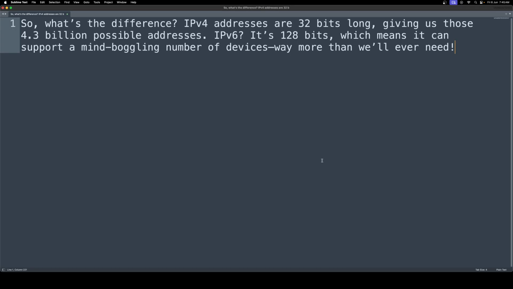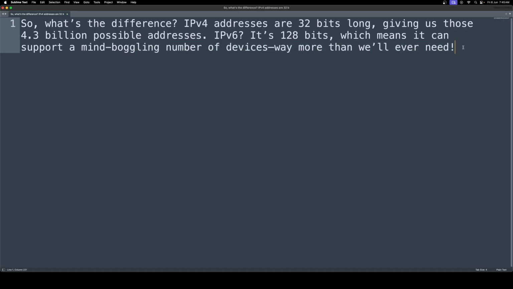So what is the difference? IPv4 addresses are 32 bits long. So you know about this one, giving us those 4.3 billion possible addresses. What about IPv6? It is 128 bits long, which means it can support a mind-boggling number of devices, way more than we will ever need.